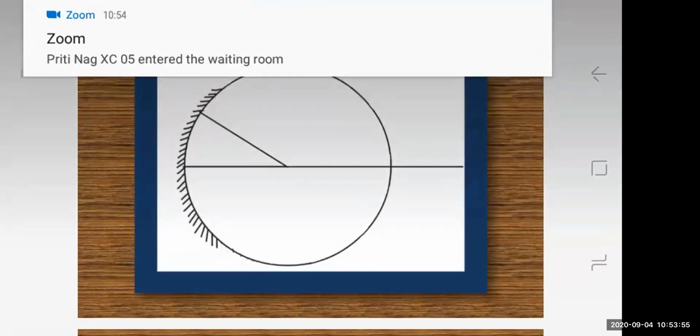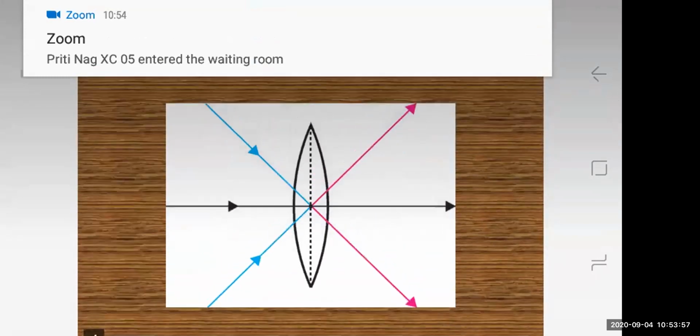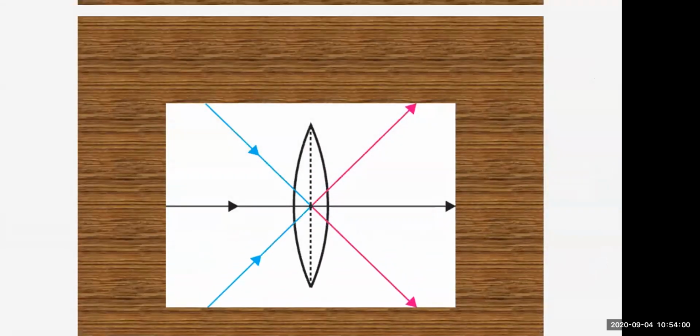Now let us move to the lens. Here I am showing you a lens. There are many diagrams of lenses, types of lenses, given on page number 80 of your textbooks. I request all the students to just focus on the diagrams when I'm explaining.